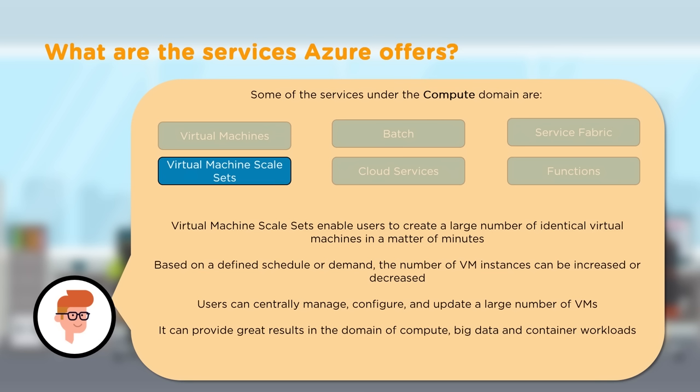So in a nutshell, this virtual machine scale set helps us to create a large number of identical virtual machines, number one. And with a scale set, we can increase or decrease the virtual machines. With a virtual machine scale set, we can centrally manage, configure, and update a big group of VMs. And it's a great use case when it comes to big data or container workloads.